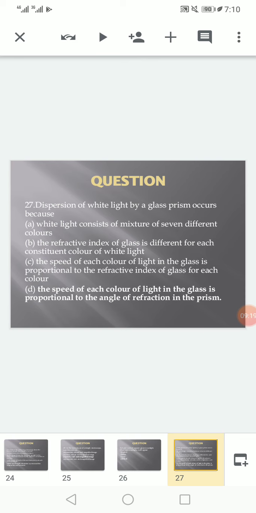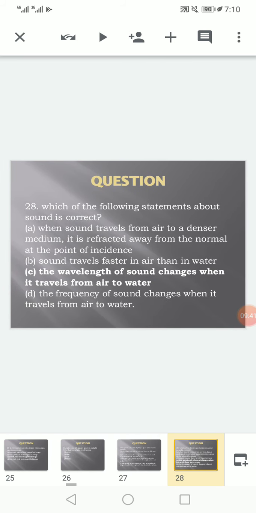27 says dispersion of white light by a glass prism occurs. That is, what is responsible for dispersion of light by a glass prism? It occurs because the speed of each color of light in the glass is proportional to the angle of refraction in the prism. 28. Which of the following statements about sound is correct? We have four statements here. The one that is correct is C.